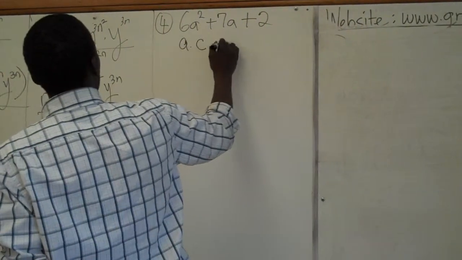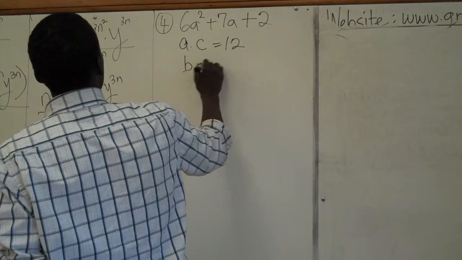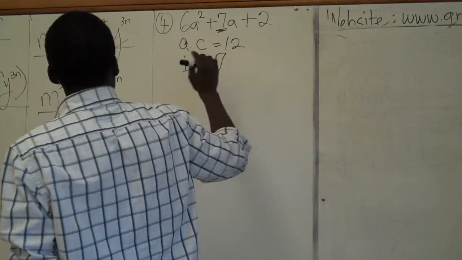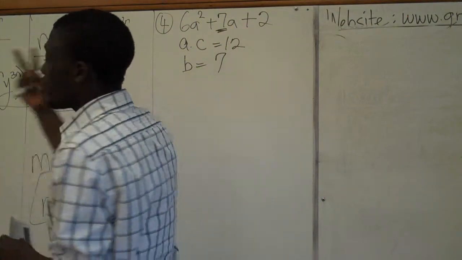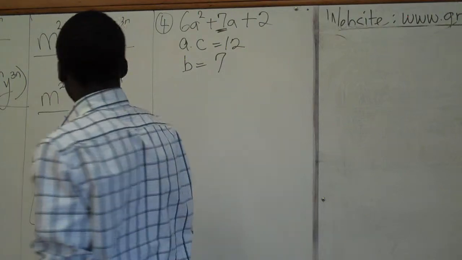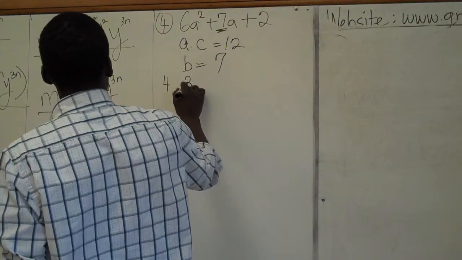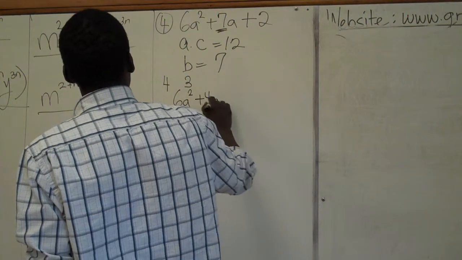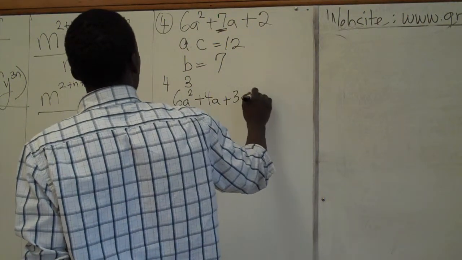AC is 12. B is 7. This is B. AC is A times C. If B is 7, we want two numbers that when we multiply them we get 12. When we add them we get 7. Those numbers happen to be 4 and 3. So essentially we rewrite the expression as 6a squared plus 4a plus 3a plus 2.